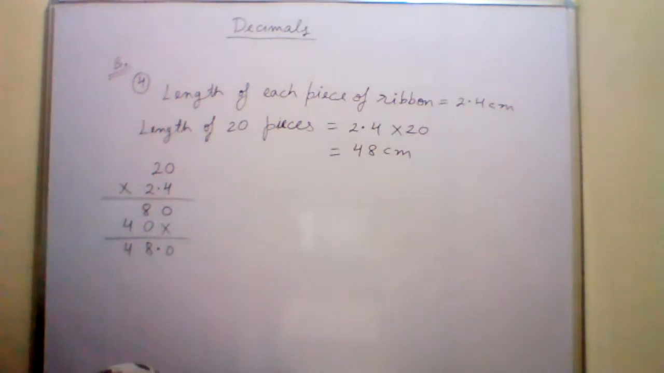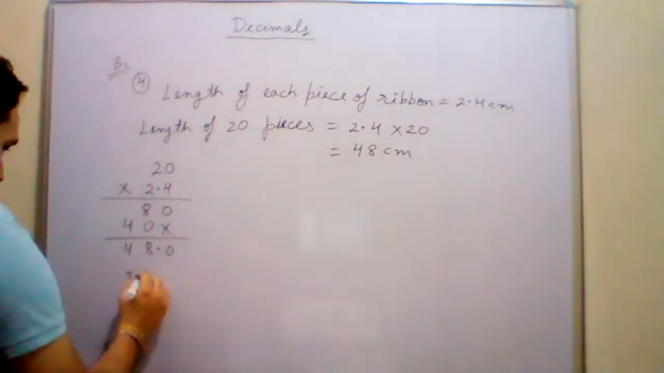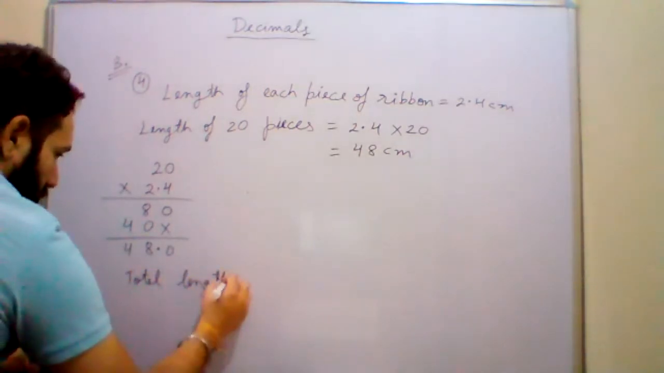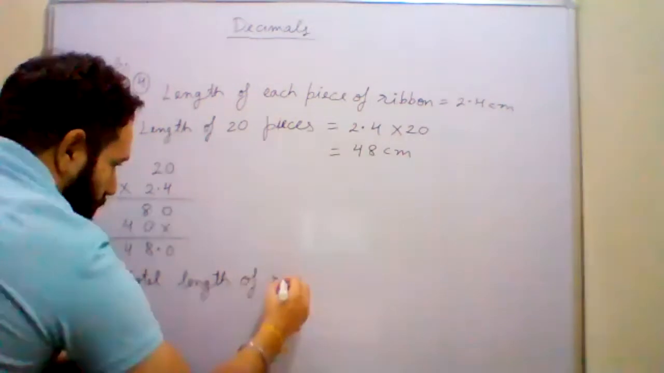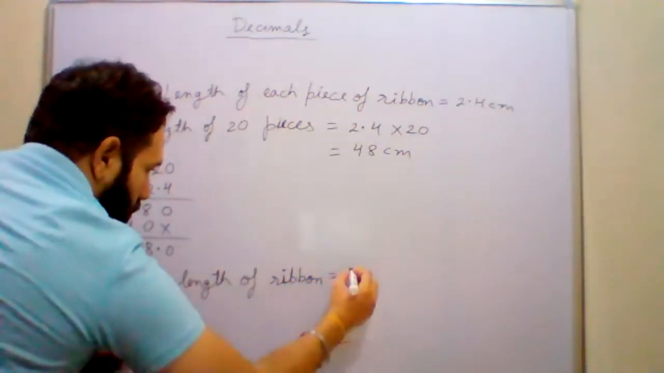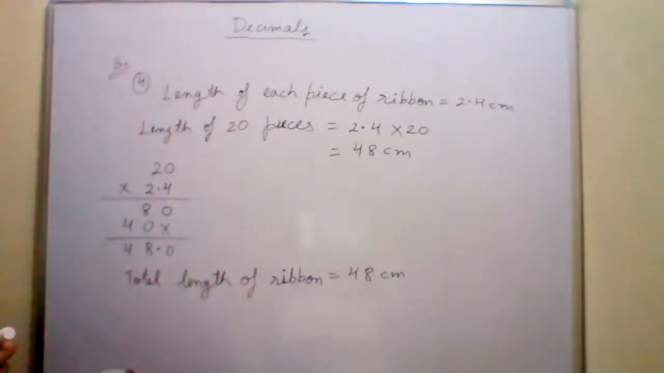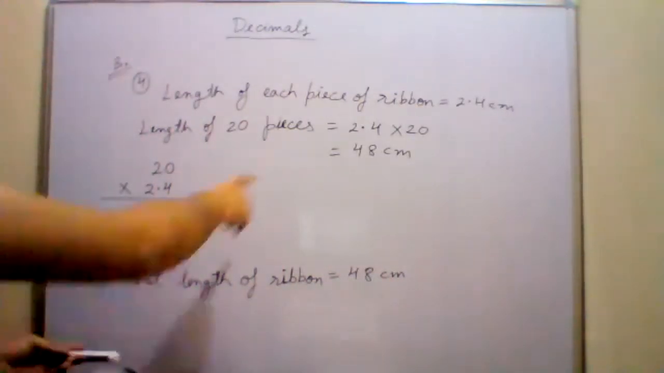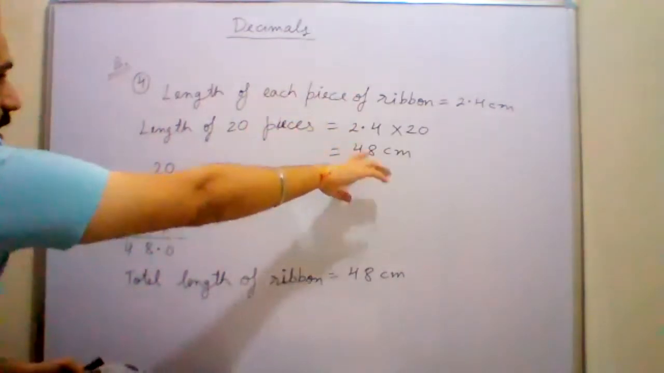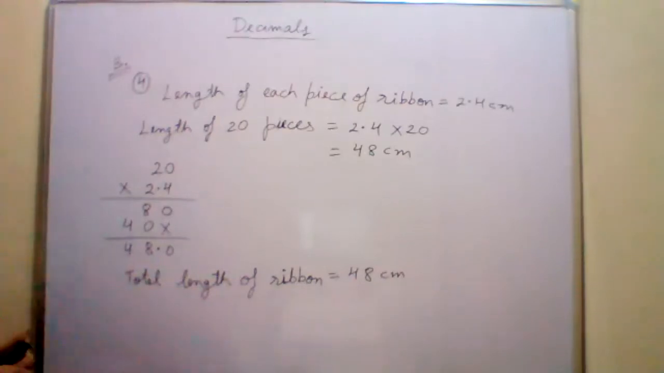So what is the total length of ribbon required? Sir, total length required is 48 centimeters. Total length of ribbon 48 centimeters. This is the answer. Because one piece requires 2.4 centimeters, 20 pieces require 48 centimeters. So total length of ribbon required is 48 centimeters.